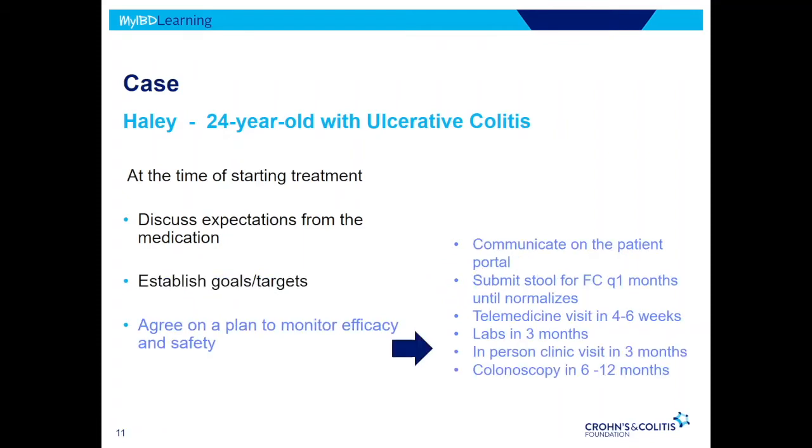And then all of these drugs have potential side effects. So we have to make a plan about monitoring for safety, and that includes periodic communication to make sure that the symptoms are actually getting better.